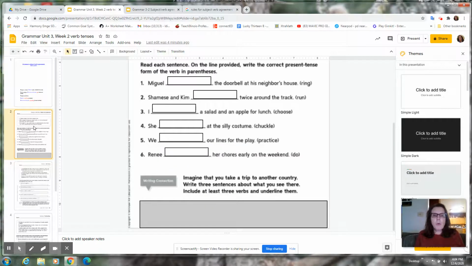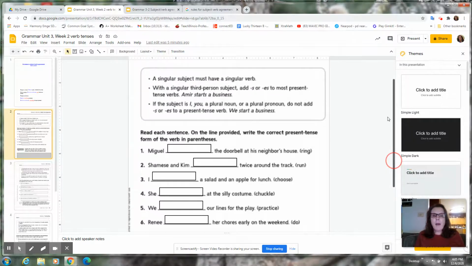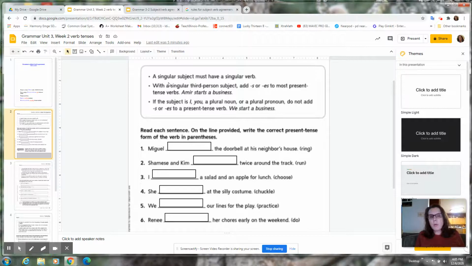So the first thing you're going to do this week, and this slide is pretty easy. You have some rules up at the top, and this is what I already told you. A singular subject must have a singular verb with a singular third person subject. And remember, we talked about first and third person last week. Remember, first person is I or me, and third person is he or she. Or actually it would be a person's name as well, like here, Amir starts a business. You add S or ES to most present tense verbs, okay?